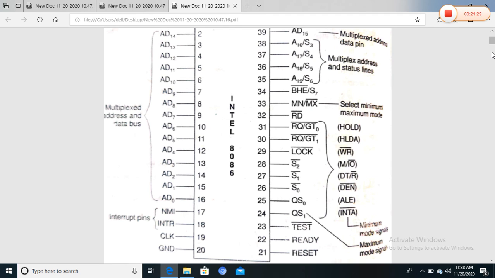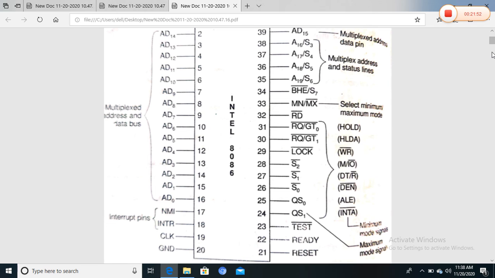Next is WR bar, write. This pin number is 29. It is an active low signal. It indicates that the processor is performing a write operation to memory or IO, and this depends upon the status of the M/IO signal.